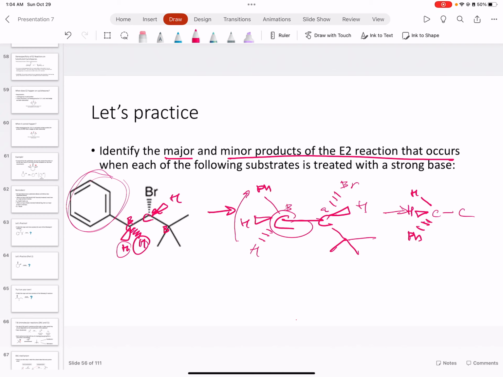Let's see, let me put this one way nicer. So then we have our alpha, and then we have our beta. We have this one on a wedge, a chlorine, then probably we're gonna have a hydrogen on a dash. And I technically just draw what I'm seeing right now.